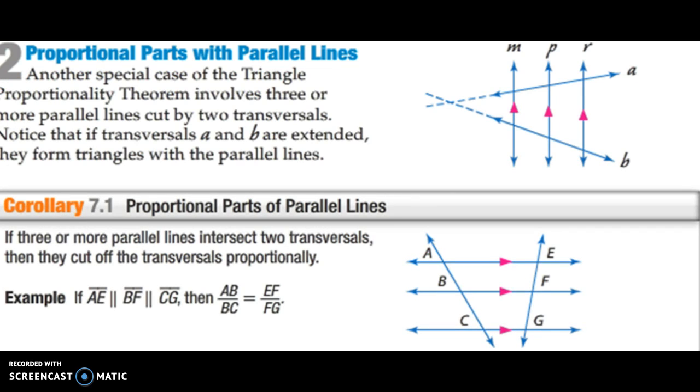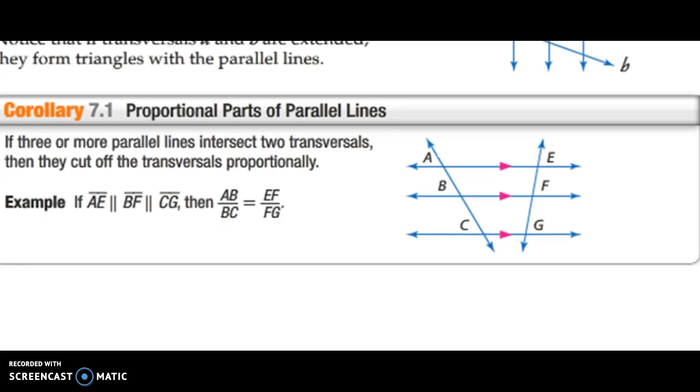Alright, so now what we can do is start finding some corollaries of our theorems. The proportional parts of parallel lines corollary, 7.1, says that if we have 3 parallel lines right here, then AB over BC is going to have to be proportional to EF over FG. And the reason is that parallel lines never cross. So that means that this transversal AC and this transversal EG are going to intersect at similar parts.